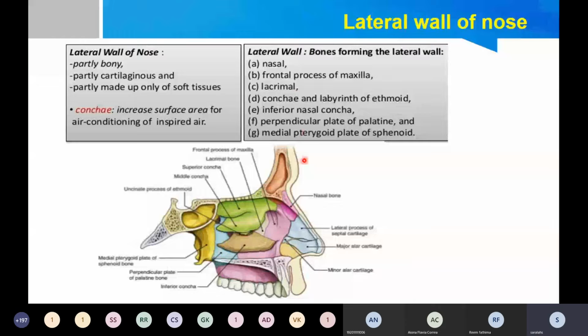So these are all the bones which contribute, and medial pterygoid plate. The medial pterygoid plate is a part of the sphenoid bone. Pterygoid plates are parts of a butterfly shaped bone called the sphenoid. Medial pterygoid plate, perpendicular plate of the palatine bone, then the inferior concha, and superior and the middle concha, those two are parts of the ethmoid, along with the nasal bone and the frontal process of the maxilla, lacrimal bone. These are the bony components of the lateral wall of the nose.